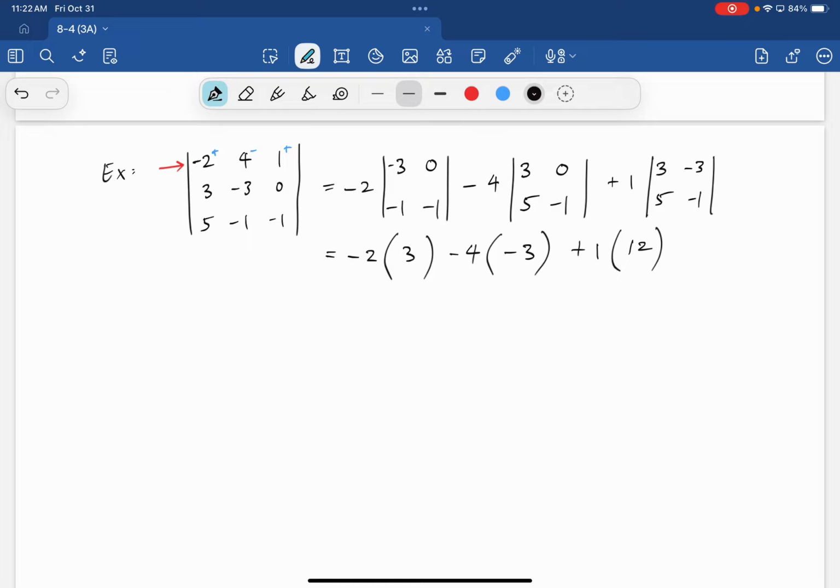I thought all these were supposed to be 0. Why are they equal to 0? I never said that. Okay, so this is negative 6 plus 12 plus 12, which is 18.